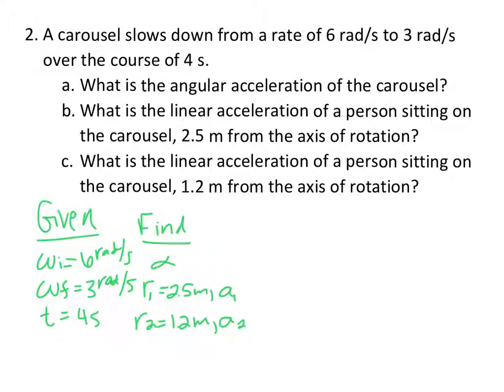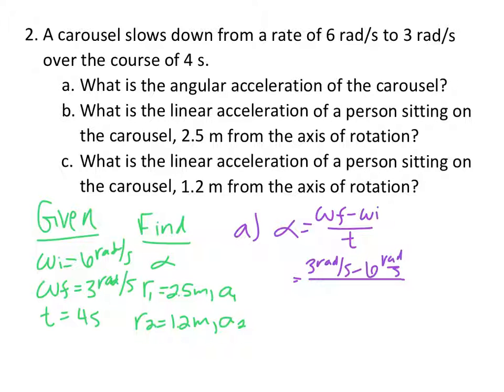So we'll start with the easy one. Part A, angular acceleration is omega final minus omega initial over time. 3 radians per second minus 6 radians per second over 4 seconds. So 3 minus 6 is negative 3 divided by 4. This is negative 0.75 radians per second squared.